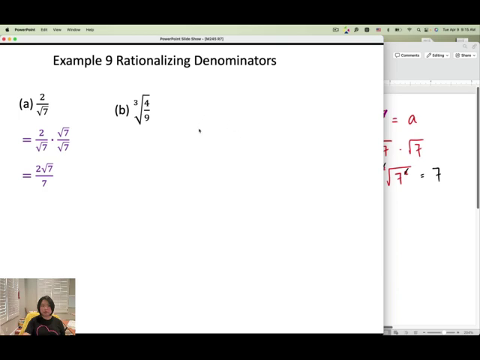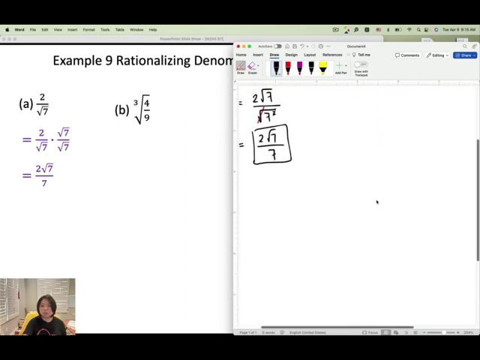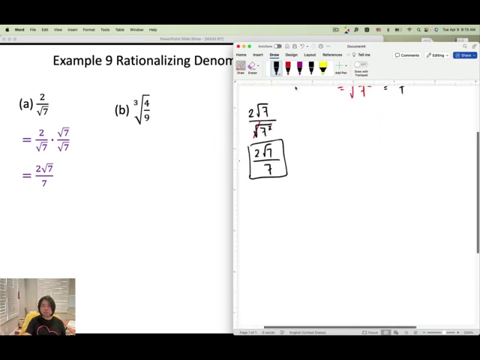Okay, final answer. Okay, B, this is the cube root of 4 over 9. First, I could break it down to cube root of 4 over the cube root of 9. They have the same radical, so I could separate it. And then this guy, the 9, I could rewrite as 3 squared.